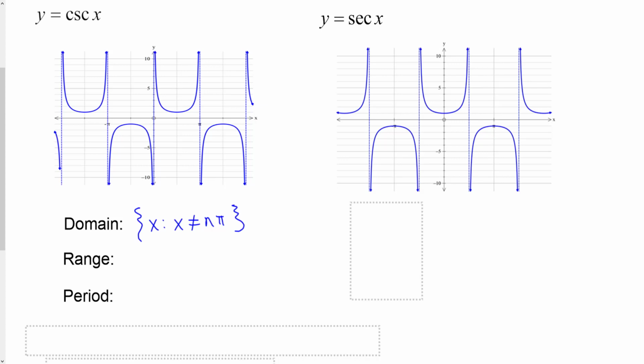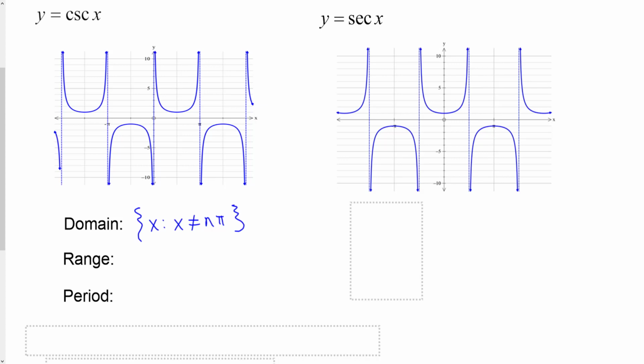And that means if n is an integer, it could be negative numbers, it could be 0, or it could be positive values. So if it's positive numbers, 1 times pi is pi, 2 times pi is 2 pi, and so forth. Those are all undefined values. 0 times pi is 0, it's undefined there. Negative pi, negative 2 pi. So this would tell us exactly where all those asymptotes are, and because it's x does not equal those values, it's telling us that we can't include those in the domain.